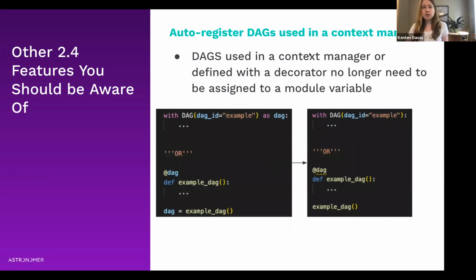Next update is auto-registering DAGs. DAGs used in a context manager or defined with a decorator are now auto-registered, which means they do not need to be assigned to a module variable. This is a small update, but it did catch people up sometimes, and it's just a little bit less code you have to write, which is always nice. Prior to this, in a context manager, you would do with DAG as DAG. You now don't need the as DAG part. Or if you're using a decorator where you have to say DAG equals example DAG, you don't have to do that now. It's just call the function.